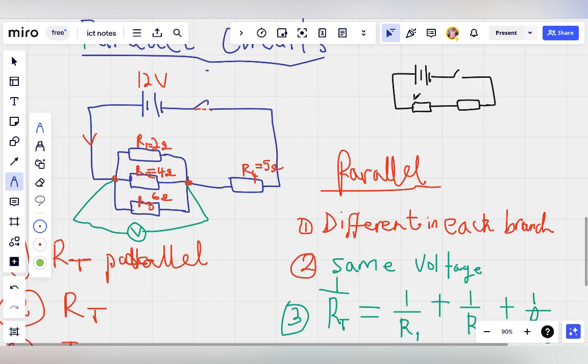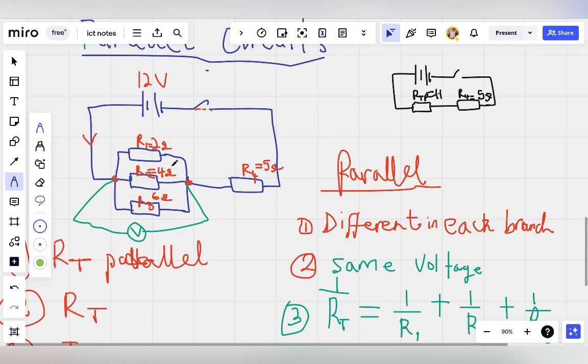This is our R total we found just now for the parallel. R total parallel. So we can put P, R total parallel. And this is the R4, which is equal to 5 ohms. And remember, the R total parallel, the value is 1.1, so we write it equal to 1.1.